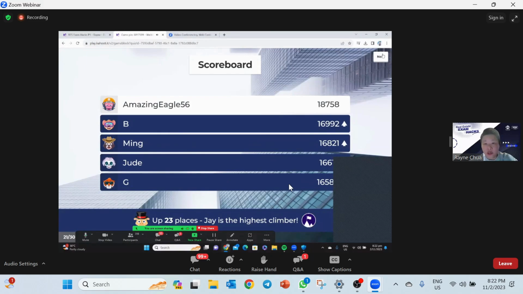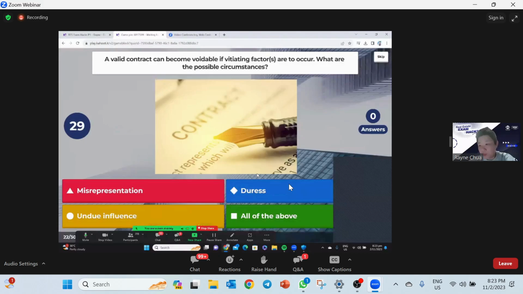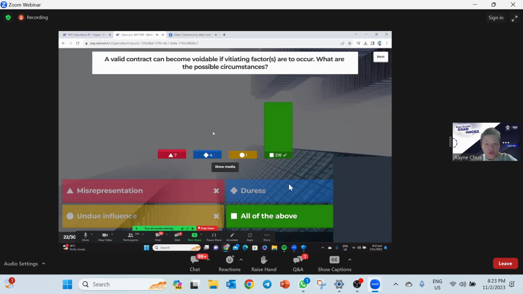A valid contract can become voidable if vitiating factors occur. What are the possible circumstances? Most of you got this correct, so we'll do it quickly. The contract can be void if there was a misrepresentation, meaning the unit is actually 990 square feet, but the person said otherwise. This could potentially void the entire contract. Or if the person went into the contract under stress or threat, this is duress, which can also void the contract. Undue influence, like being under the influence of alcohol, can also void it. So the answer is all of the above. Most of you got it correct.